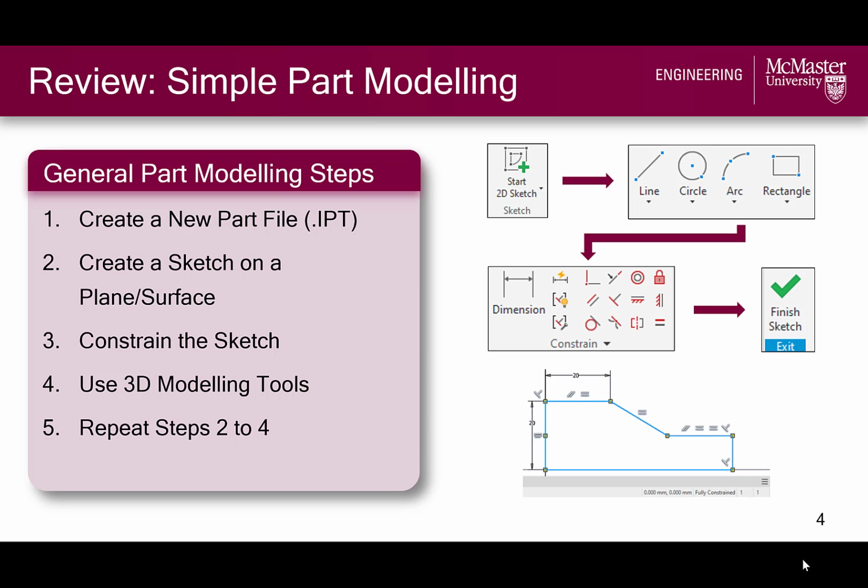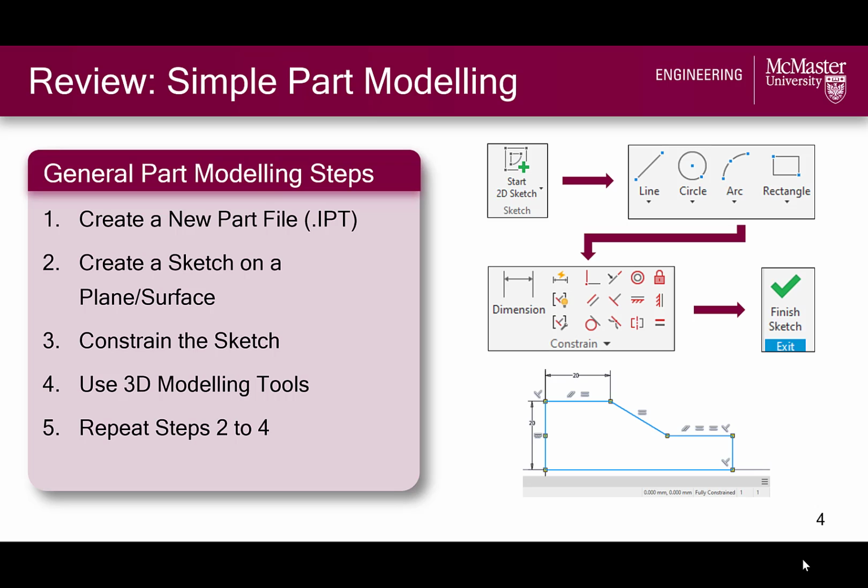Before we get into new tools, let's review the general part modeling steps one more time, as this is super important. The first step is, of course, to open up a new part file, making sure we choose a template in the correct units, and then creating our part one feature at a time. Making these features involves creating a 2D sketch on some plane, fully constraining that sketch, and then bringing it into 3 dimensions using one of the 3D modeling tools at our disposal.